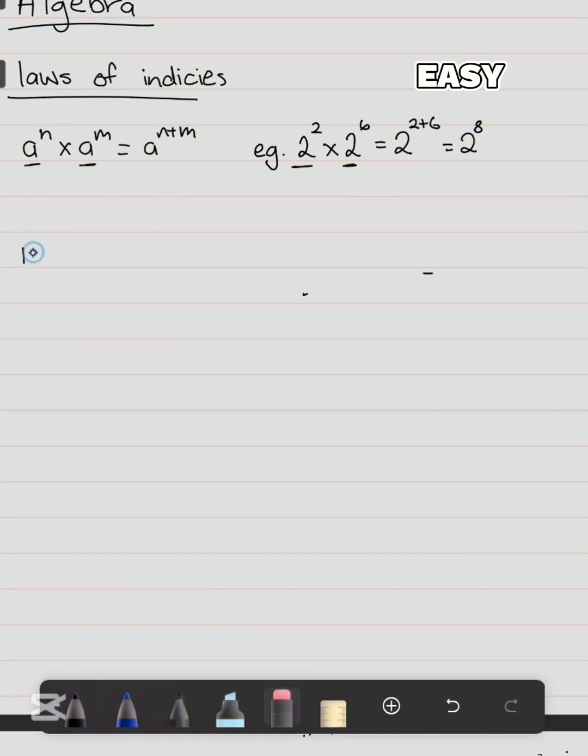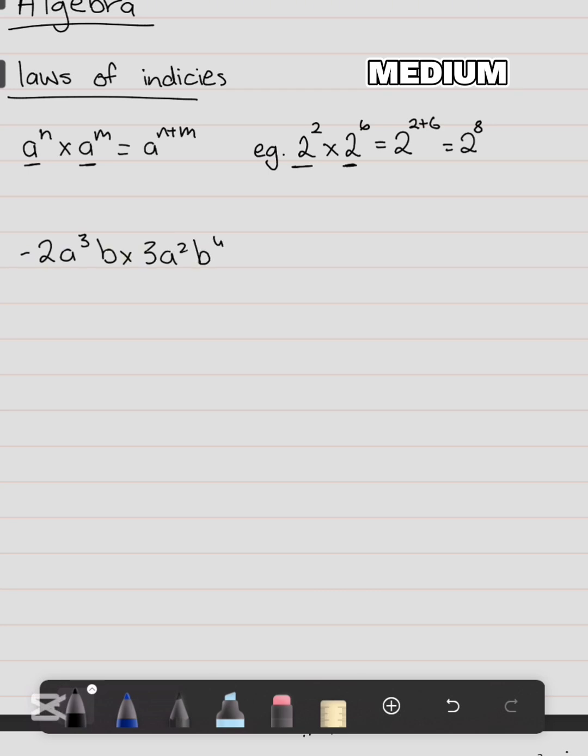Let's try a medium level example. Minus 2a cubed b times 3a squared b to the power of 4. First things first is we multiply our coefficients. Minus 2 times 3, which is negative 6. We multiply the a's together, 3 plus 2, which is a to the power of 5. Then we multiply the b's together, which is 1 plus 4, which is b to the power of 5.